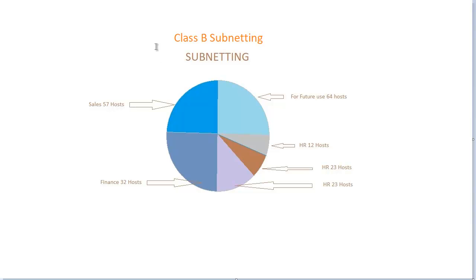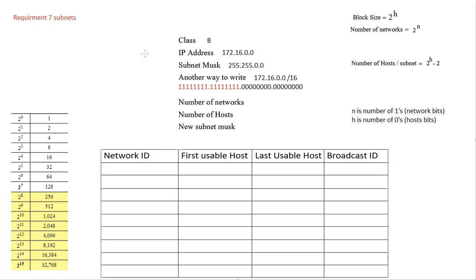Today we are going to do class B subnetting. Assume that the network administrator gave you this IP address with this subnet mask and asked you to create 7 subnets. This IP address and subnet mask we can write this way as well, /16. /16 means 16 bits will be used for network and the rest of the bits will be used for hosts.